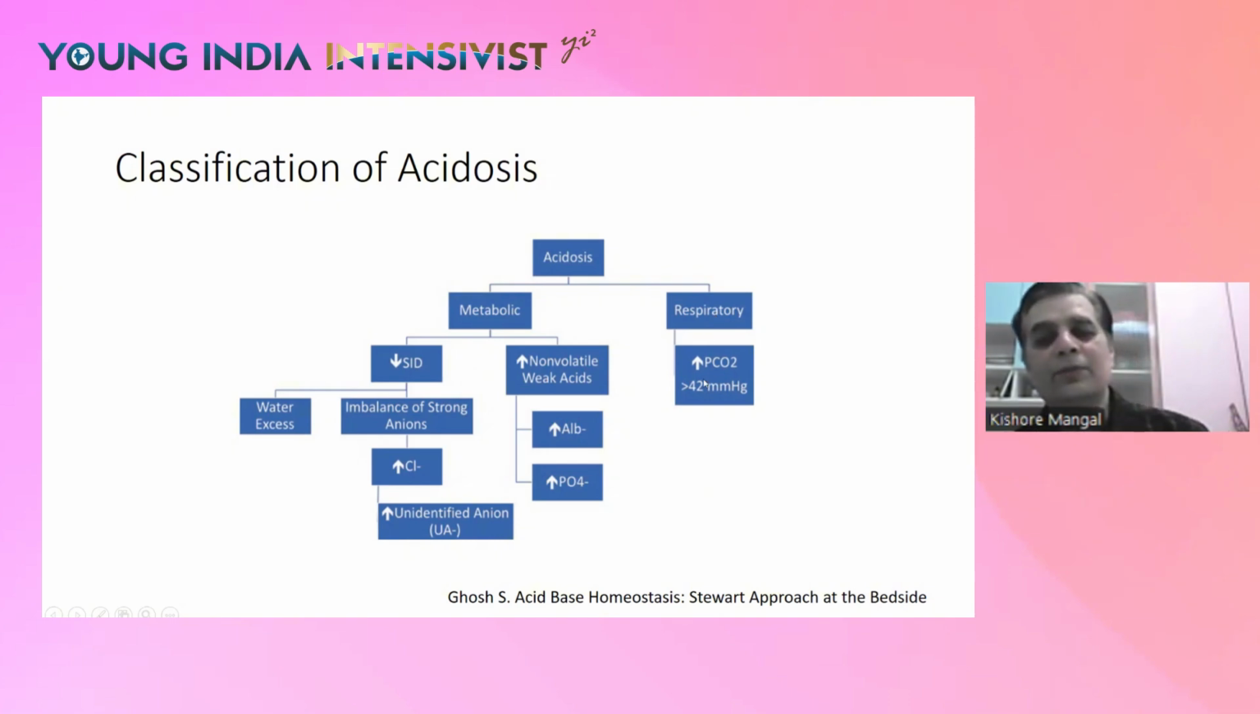Respiratory depends on PCO2. Metabolic, only two things can be there. One, the strong ion difference has reduced, or the A-dot has increased. If the SID is reduced, that means either the sodium is reduced or water excess is there, or an imbalance of strong anions is there in the form of increased chloride or increase in unidentified anion. And if the non-volatile weak acid has increased, either phosphorus or albumin would be increased.